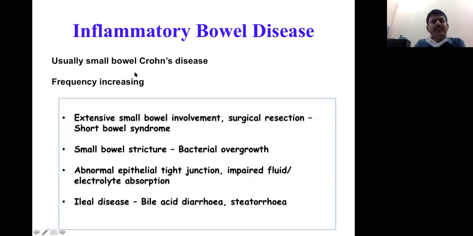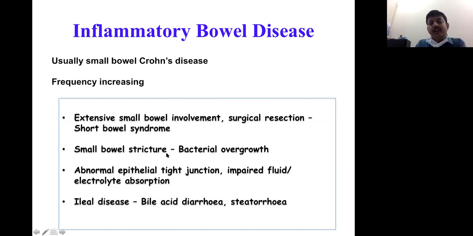In terms of IBD, as I told you, IBD is an emerging cause of chronic diarrhea and malabsorption. We are seeing more and more cases of IBD now in our practice. There are multiple reasons for malabsorption, including loss of bowel length because of surgery, because of ulceration. And they may have strictures, which may promote overgrowth of bacteria.